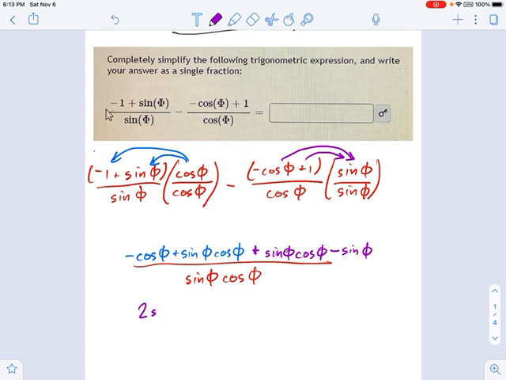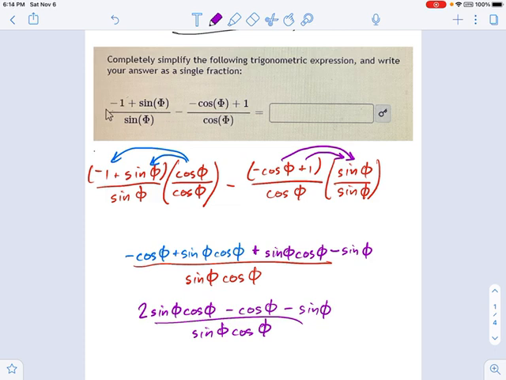All right. Now, if you combine all your like terms, we have these two in the middle, which are 2 times sine phi cos phi now. And there's not much left. It's just minus cos phi minus sine phi. And we are done. Don't forget the denominator: sine phi cos phi. And at this point, it's all simplified.